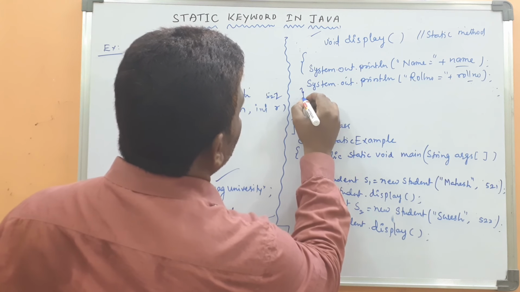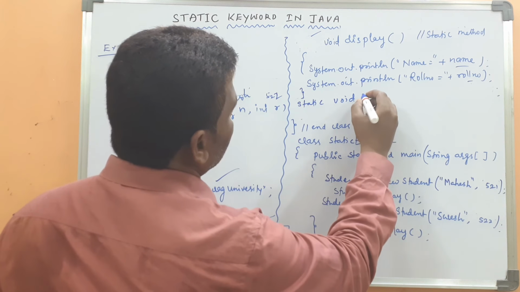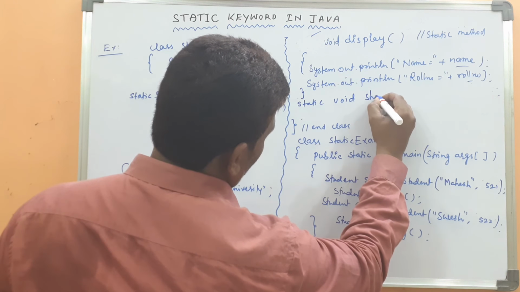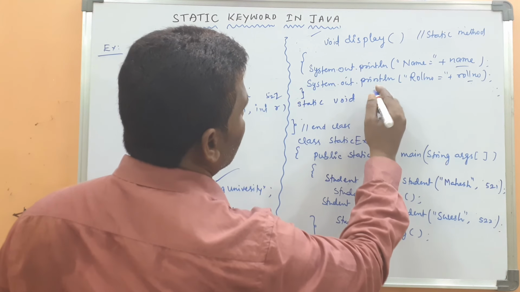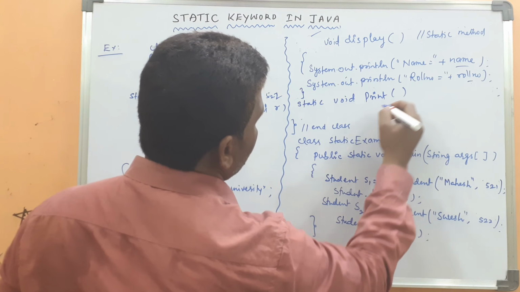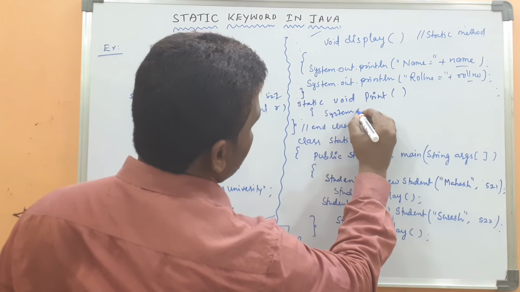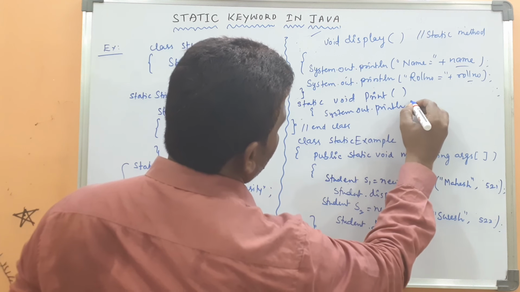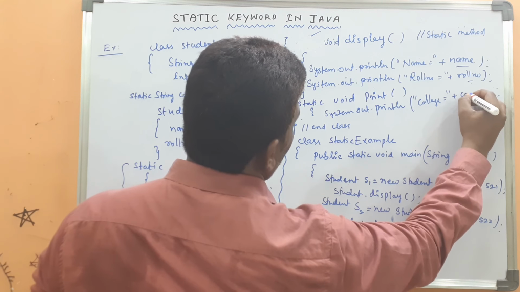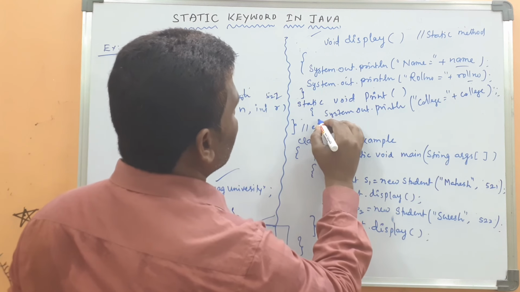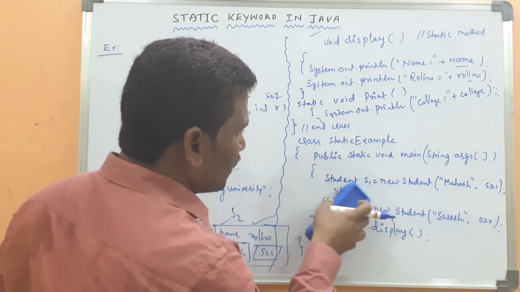We can write static void show or print. Okay. This one belongs to the static method. Then System.out.println, college equal to, plus college. Here it will be plus. One belongs to the normal method, and this is the static method.